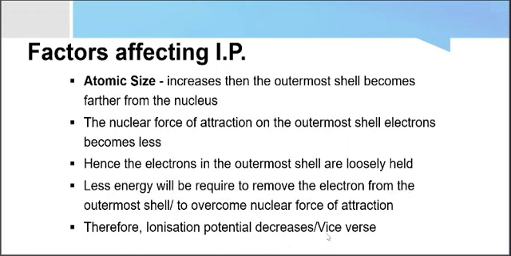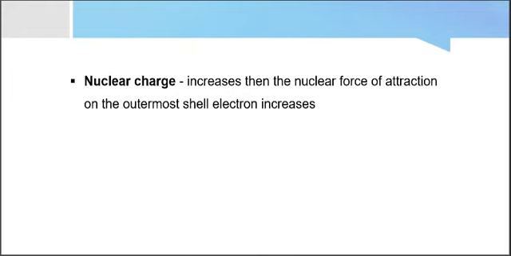Therefore ionization potential will decrease, and vice versa. If the atomic size decreases, then the nuclear force of attraction will increase. More energy will need to be given to the electron in the valence shell in order to overcome that increased force of attraction. So if atomic size increases, the ionization potential will decrease.